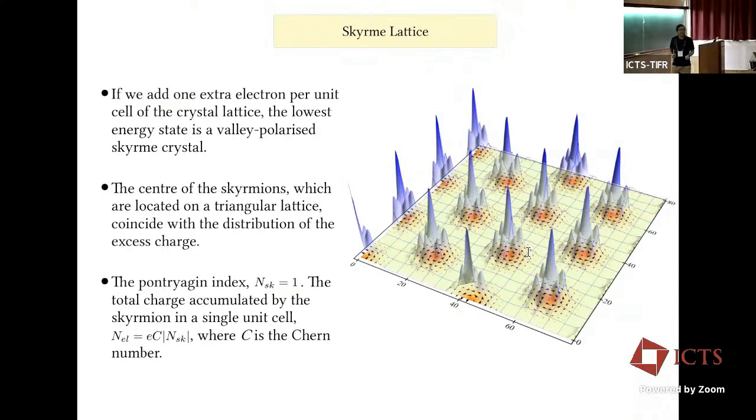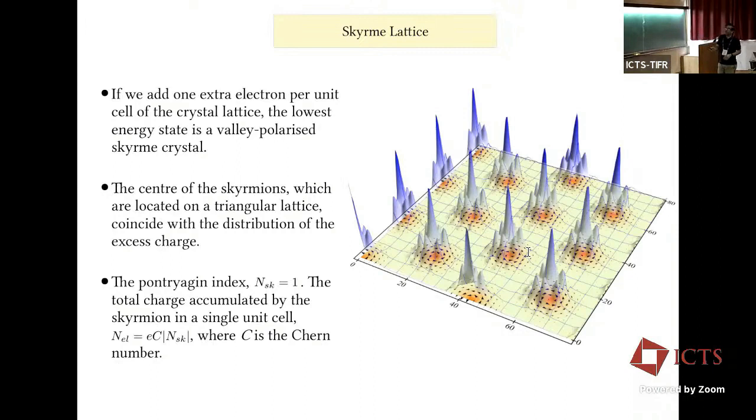Again, to remind you, we have added a small amount of electrons, a dilute kind of density of electrons on top of the half filling. So these electrons get captured by various Skyrmion vortices. And these Skyrmion vortices interact with each other through Coulomb interaction and form a lattice. That's a Skyrme lattice.